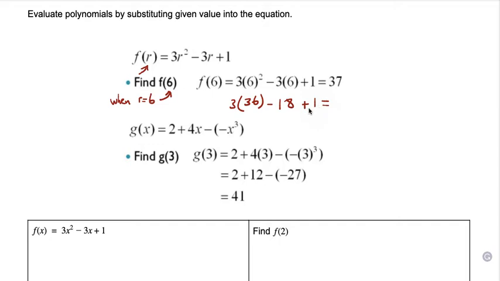So 36 times 3 is 108 minus 18 plus 1 is 91. Right? So somebody did the order of operations incorrectly in this one here. But notice that first you've got to square the 6 before you multiply times 3.